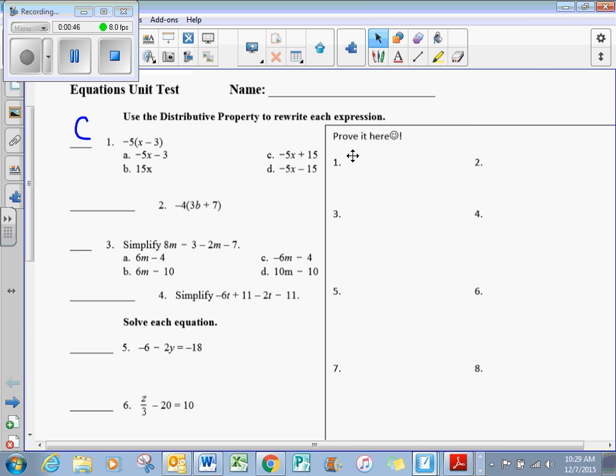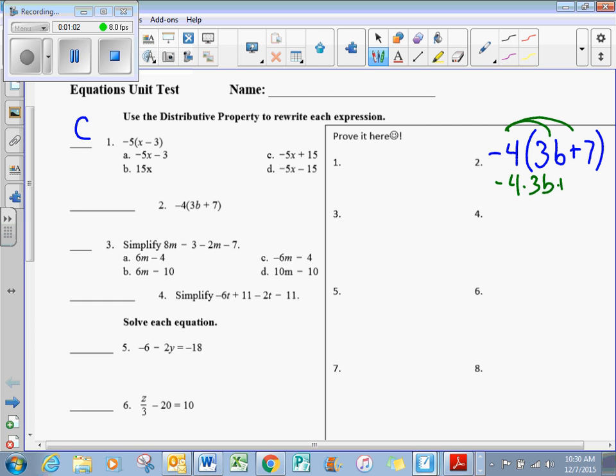So here we go. Number 2, same dealio. We're just distributing, so we're simplifying. And we have -4 times 3b plus 7. So distribute just means multiply what's on the outside by everything on the inside. So we have -4 times 3b plus -4 times 7, which is -12b plus -28, or minus 28, same thing. -12b minus 28. Questions? Either way, same thing.